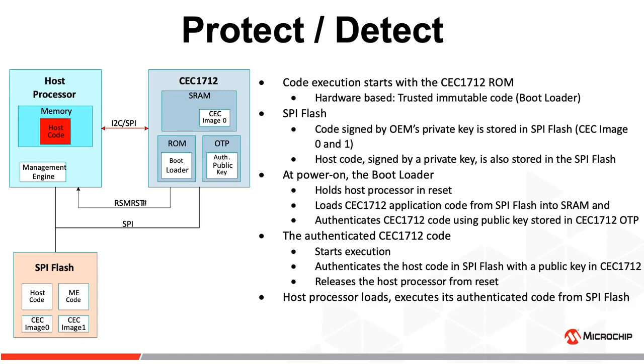Once the CEC 1712 is up and running, then it will allow the host processor to start to load the code. So it will go through a similar process, and it will authenticate the host code in the SPI Flash with another public key that's stored in the one-time programmable memory. Again, assuming that the signature validation of the code has been authenticated, it will release that code and then move on to the next code to allow the system to fully power up. Once it's all been validated, it will release the host processor from reset, and then the host processor is able to load and execute the SPI Flash.